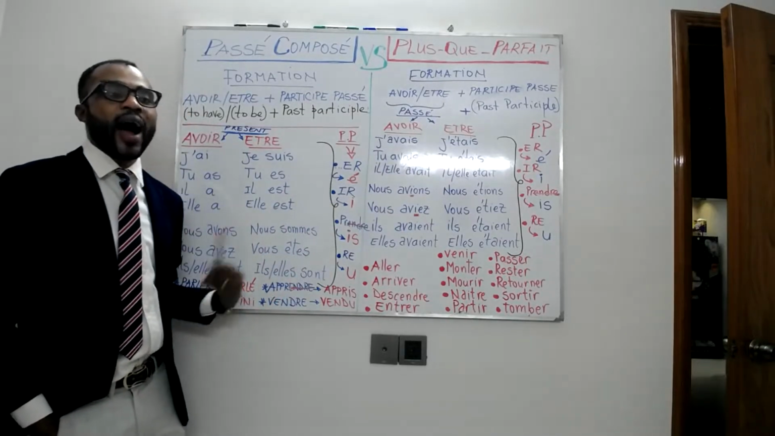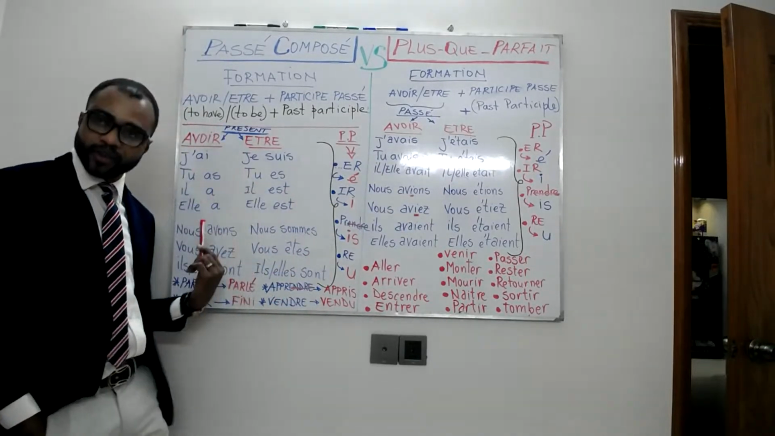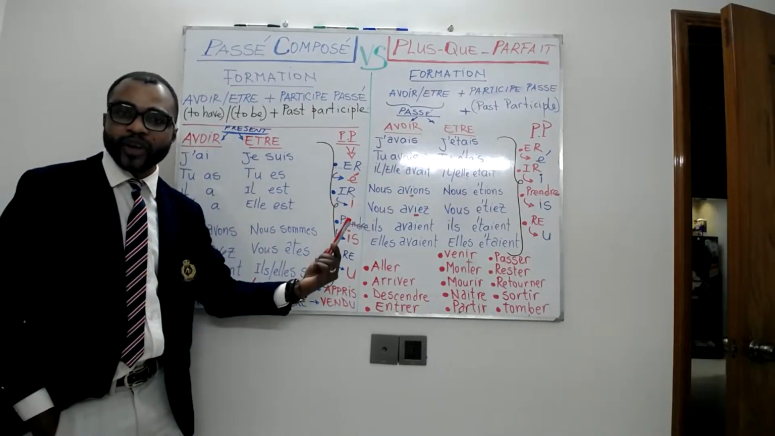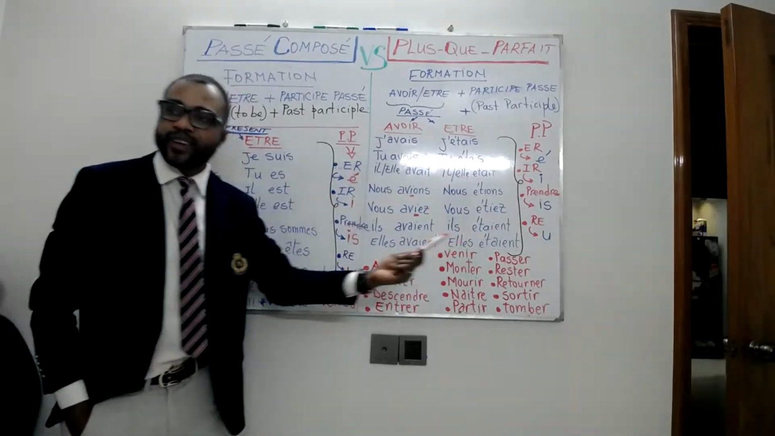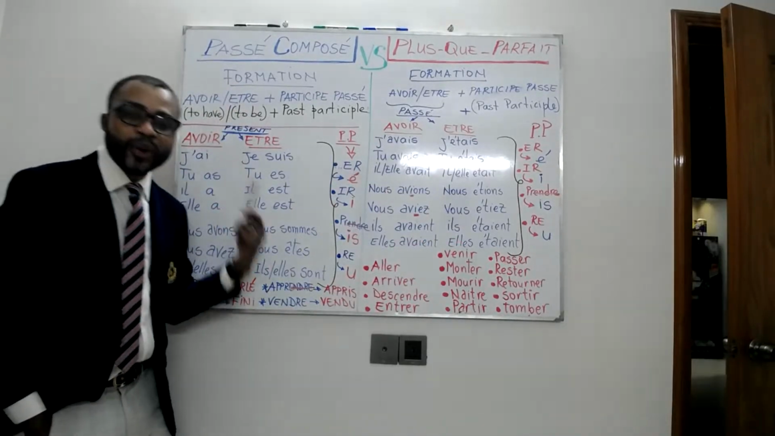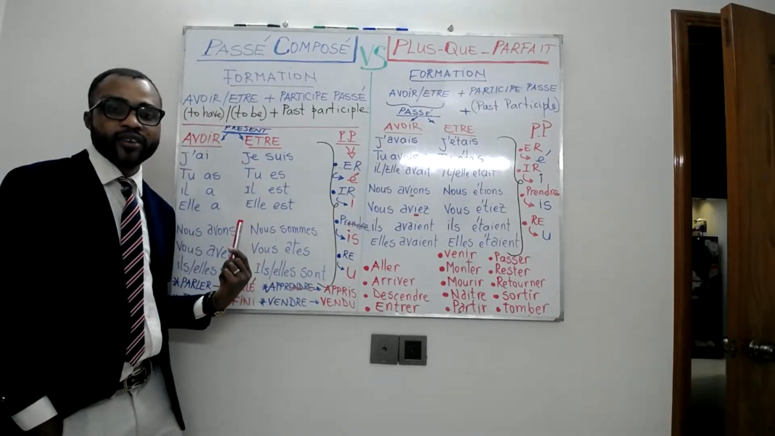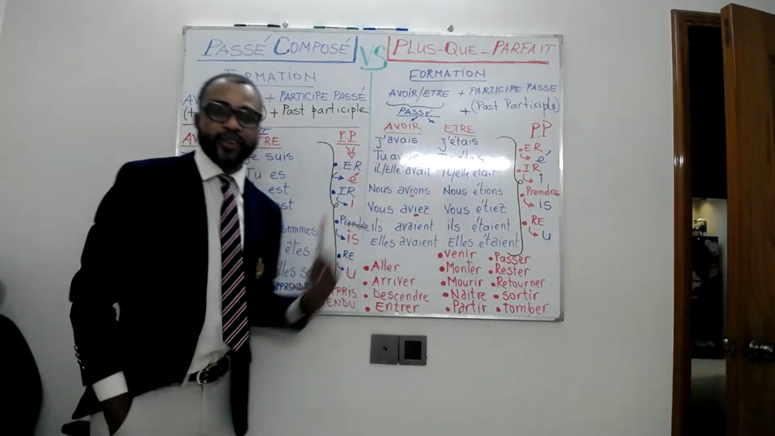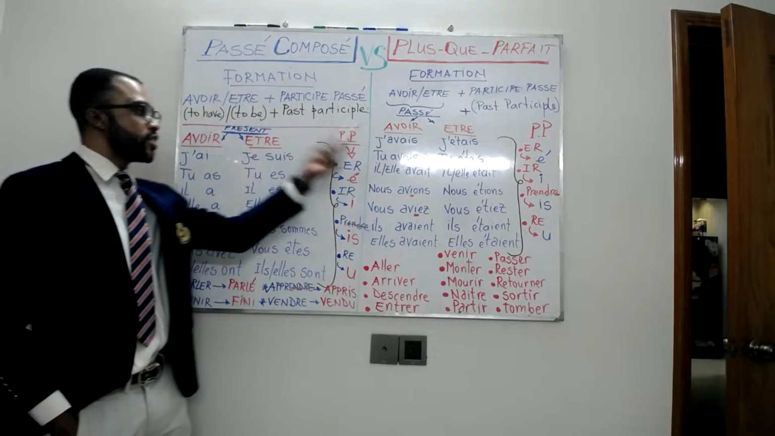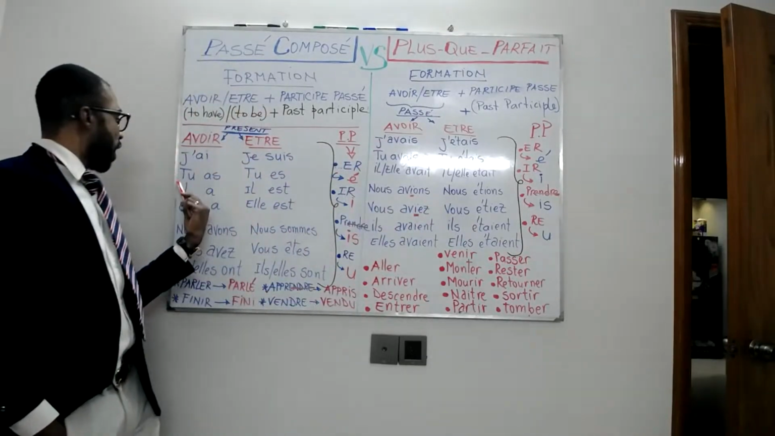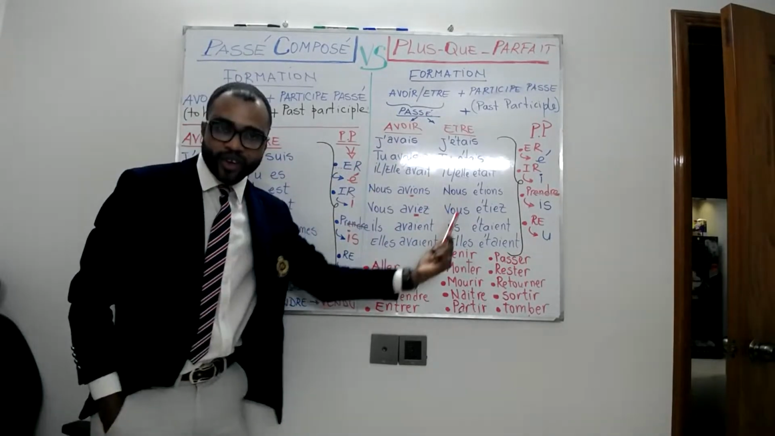So if I say I have eaten, that's the present perfect. But for the past perfect, I would say I had eaten. So what changed here? The tense of have. We change it to had. So j'ai changed into j'avais. Tu as changed into tu avais.